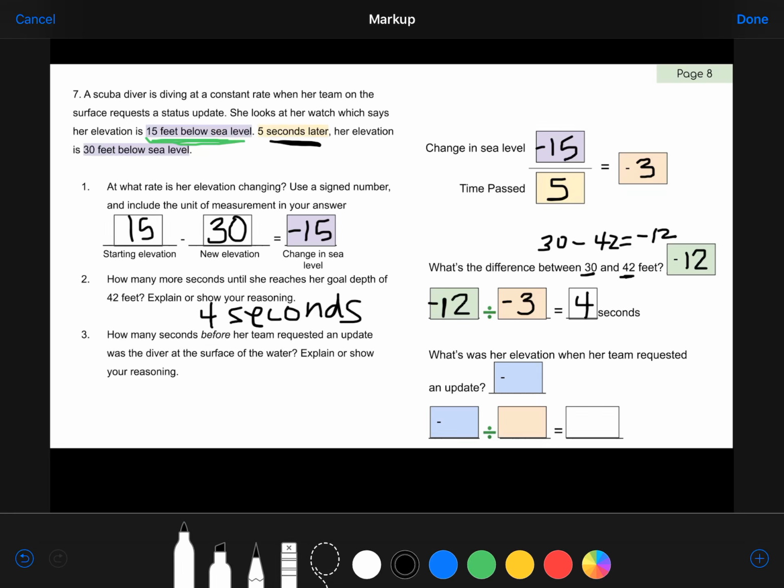So what was her elevation when her team requested an update? Well, that was negative 15. So at negative 15, we know she decreases 3 feet every second. We're going to divide by negative 3. Negative 15 divided by negative 3 is positive 5. So that means it took 5 seconds before her team requested an update of where she was.